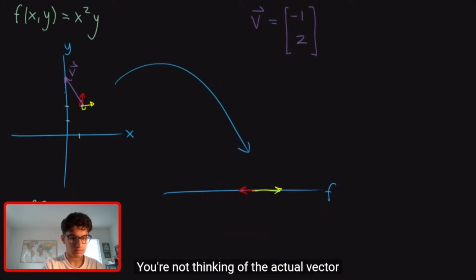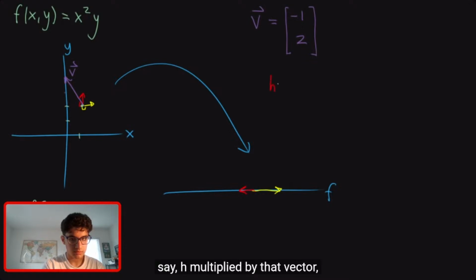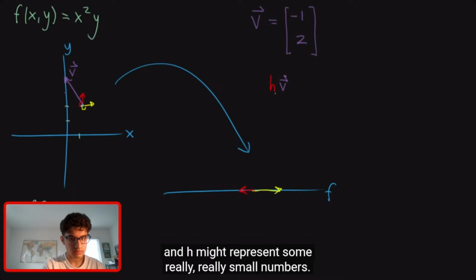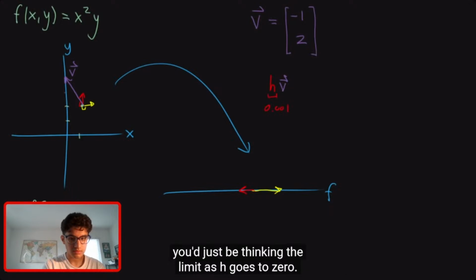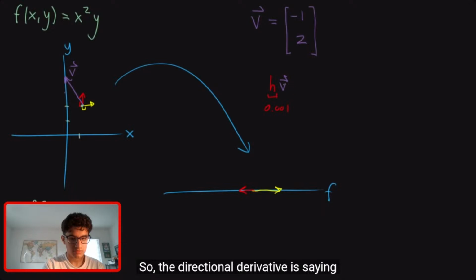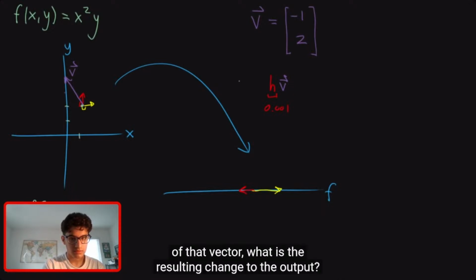You're not thinking of the actual vector taking a step along that, but you'd be thinking of taking a step along, say, h multiplied by that vector. And h might represent some really, really small number, maybe like 0.001. And when you're doing this formally, you'd just be thinking the limit as h goes to 0. So the directional derivative is saying, when you take a slight nudge in the direction of that vector, what is the resulting change to the output?